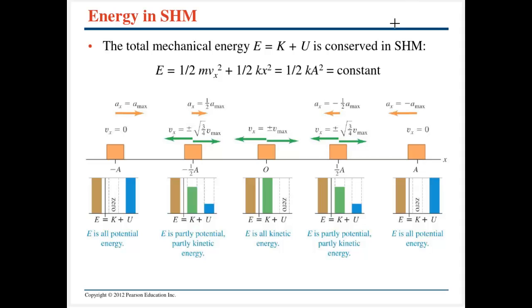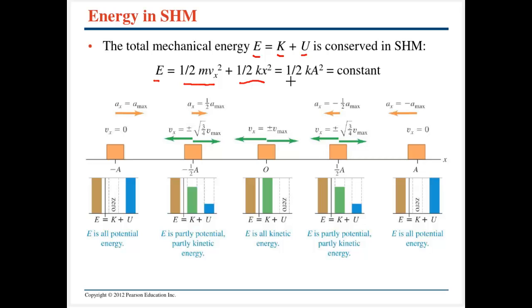Energy in simple harmonic motion: we know that the total mechanical energy is always going to be conserved, so we can write our total mechanical energy to be the sum of the kinetic energy of the moving mass plus the potential energy of the spring. So the total energy of the system at any given point can be written as 1/2 mass times velocity squared plus 1/2 k x squared, where that's the spring component.